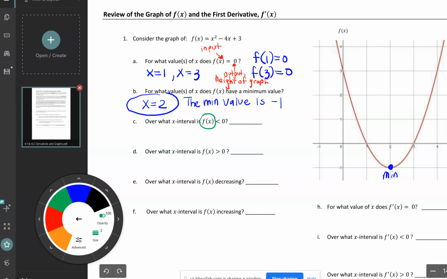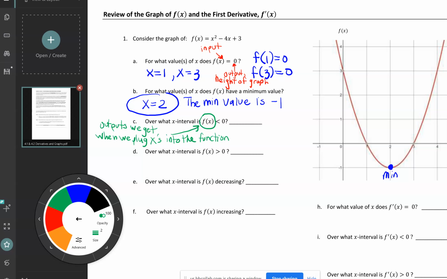What does f of x even mean? F of x is an output, y'all. It's what you get when you plug x into the function. So f of x, this stands for the outputs we get when we plug x's into the function, right?